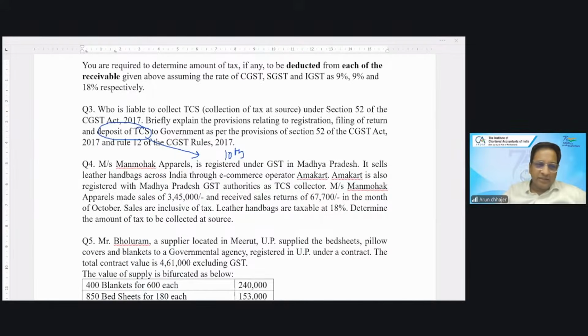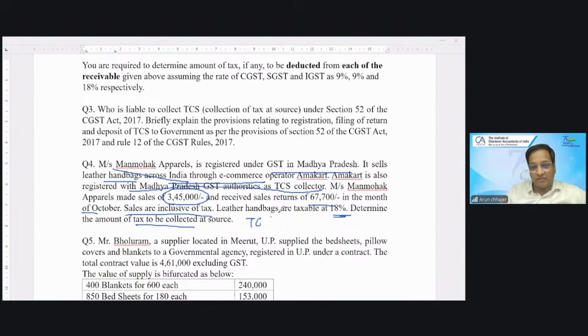Let's read quickly. Next question. Manmohak is registered under GST in Madhya Pradesh. It sells a leather bag across India through e-commerce operator Amacart. Is also registered with Madhya Pradesh GST authority as TCS collector. So Amacart is registered as TCS. Now the Manmohak Apparels made the sale of 3,45,000 and received the sales return of 67,700 in October. Sales are inclusive of tax and tax rate is 18%. Determine the amount of the TCS.